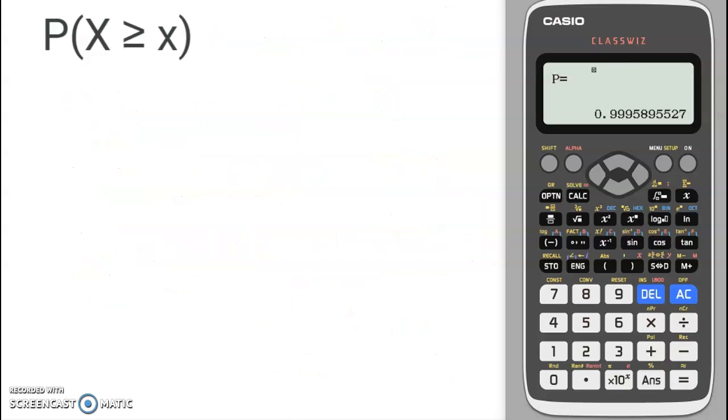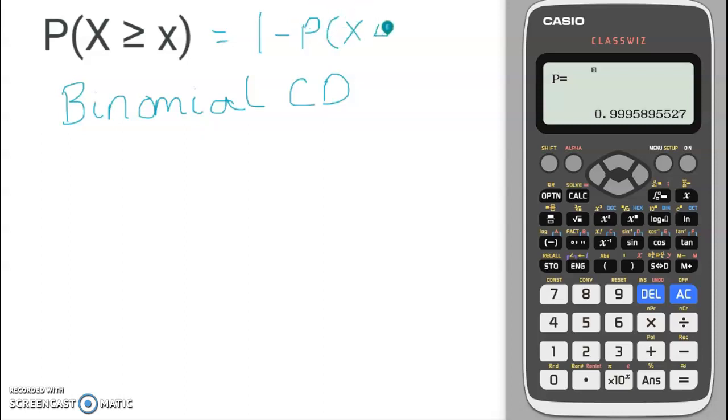Finally, we're going to recap the other possibility, and that is greater than or equal to. Again, our Classwiz calculator cannot do this, but we can use our knowledge of discrete random variables and our calculator's binomial CD function. Remember, if it is greater than or equal to x, that is the same as 1 minus the probability x is less than or equal to x minus 1.